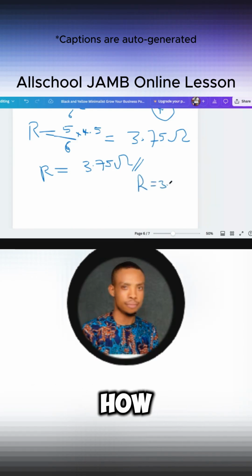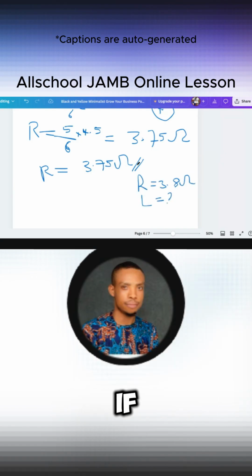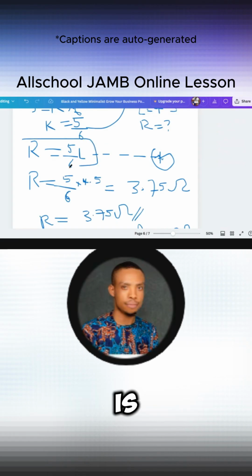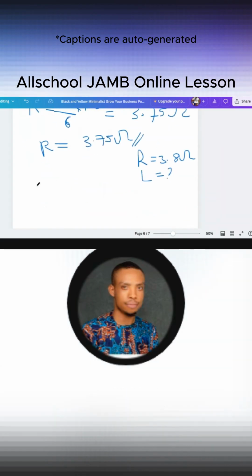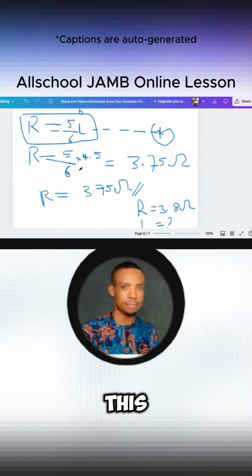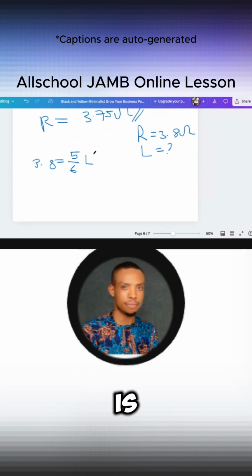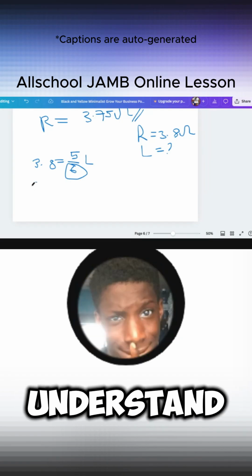Question 2 says, how long is a wire for which the resistance is 3.8 ohms? That means if we have a wire whose resistance is 3.8 ohms, what will be the length of the wire? We don't know. Go back to your general equation, which is this. So if I have resistance of 3.8, which is equal to 5 over 6 L, what I'm looking for now is the L. What do I do in this question? Multiply everything by 6 so that I can clear this denominator. Do you understand?